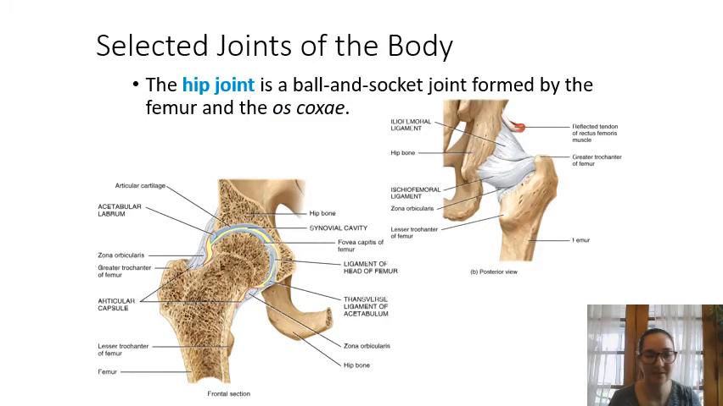Right, and then moving down to the hip. So you can see the hip is also a ball and socket joint where the head of the humerus fits, or I'm sorry, the head of the femur fits into the socket, which is the acetabulum of the os coxa. This joint is fairly movable, not quite as movable as your shoulder joint, but still a highly movable joint.